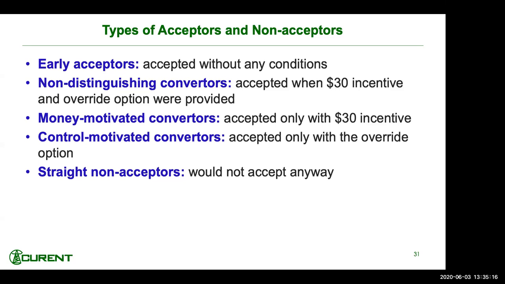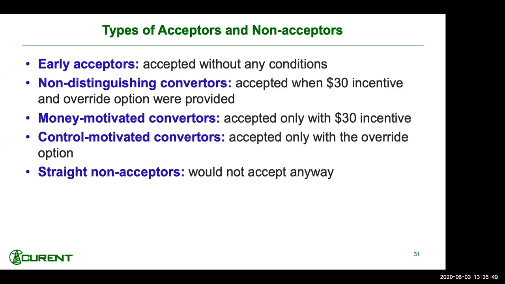The other type is non-distinguishing converters, meaning that when we say, I'll give you $30, they will accept demand response. And when we say, okay, how about we give you override options? They also accept. So they don't know what they want. They want both. The money motivators, first of all, say they don't want to accept. Then we give them an incentive. They say, I will accept the incentive. So they mostly pay attention to money.